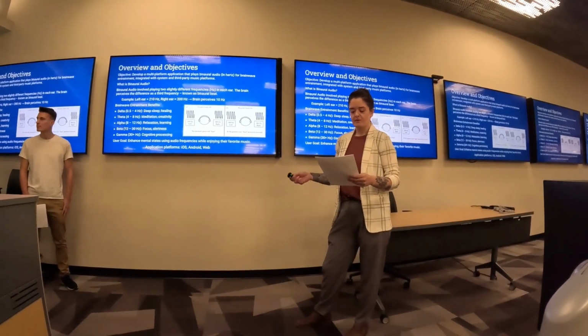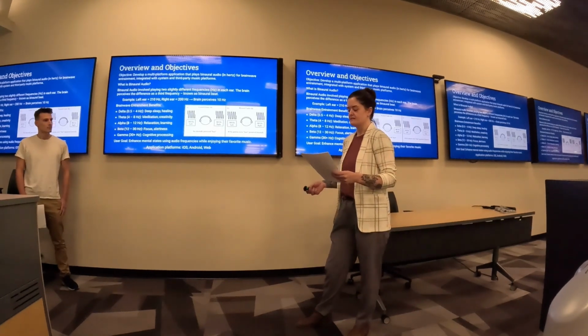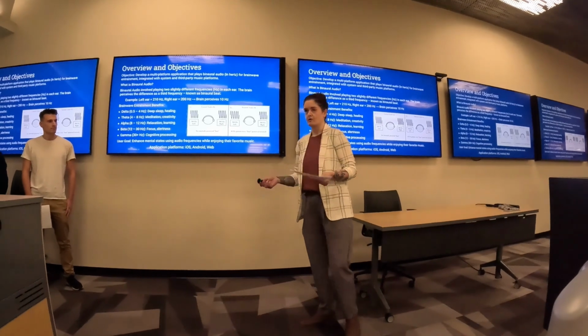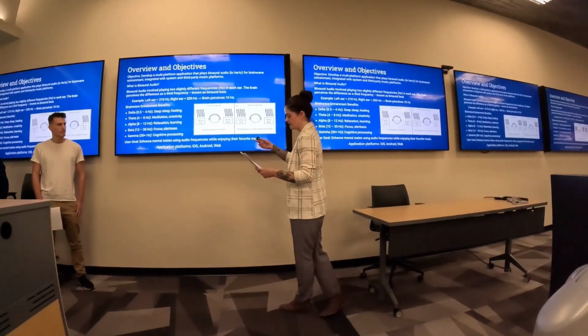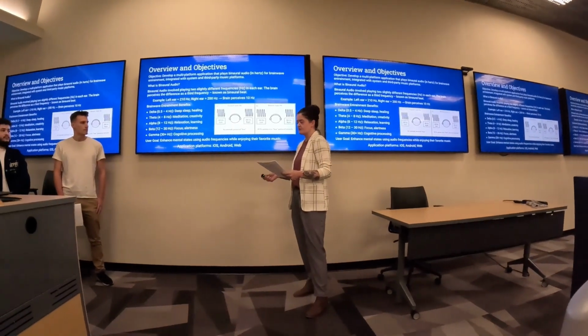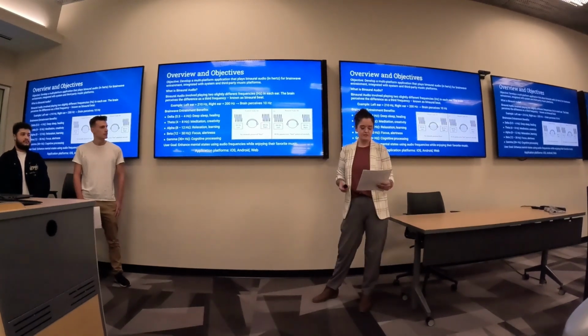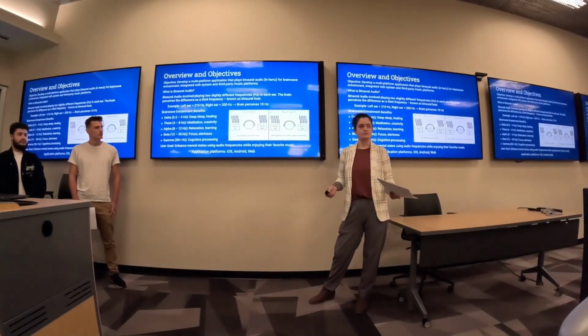When that happens, the brain processes the difference between the two frequencies as a third internal beat called a binaural beat. For example, if the left ear hears 210 hertz and the right ear hears 200 hertz, your brain perceives it as a 10 hertz tone. You're actually not hearing that 10 hertz tone, but your brain is responding to it.